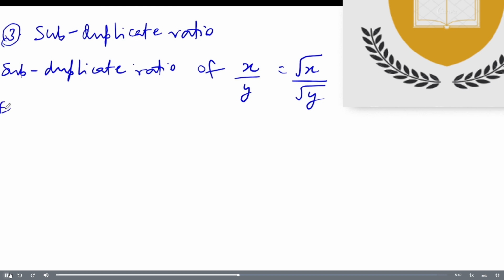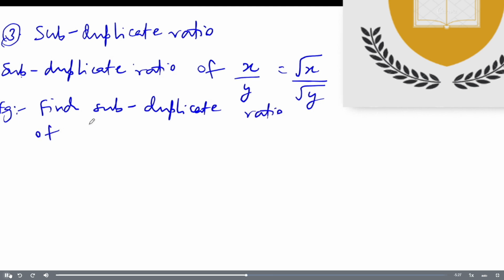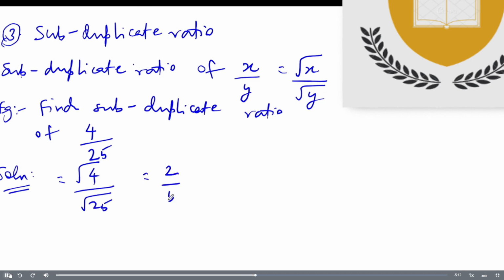Let us take one example. Find the sub-duplicate ratio of 4 by 25. The answer is square root of 4 by square root of 25, which is 2 by 5. That's the answer.